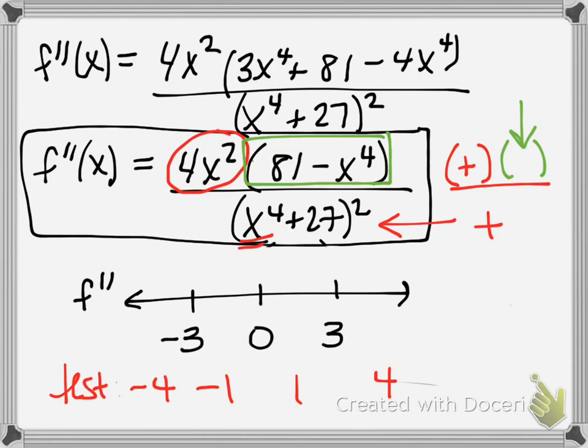So for example, when we substitute -4, we're plugging -4 essentially into our second derivative. So it's f double prime of -4. So if we go 81 minus -4 to the fourth power and compute that, we notice that we're going to end up with a negative number. So a positive times a negative, all divided by a positive, results in overall a negative.